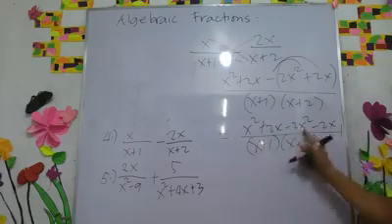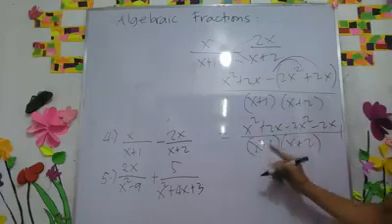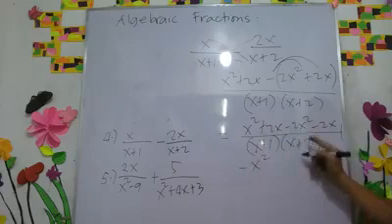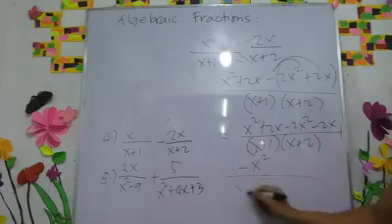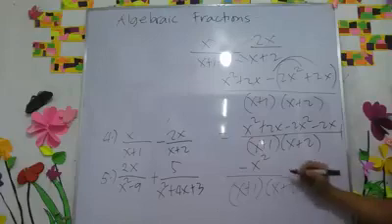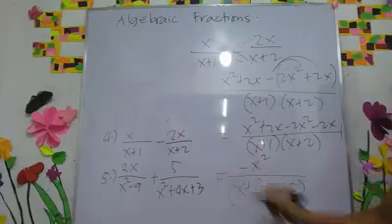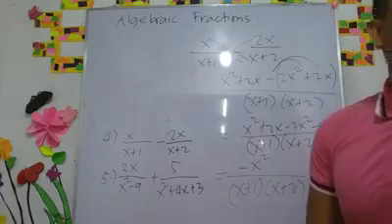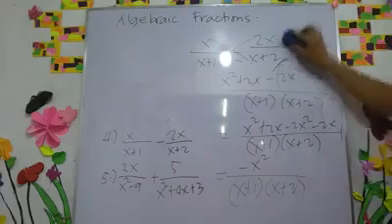Now we can just combine similar terms. So we have x squared minus 2x squared, that's negative x squared. And then 2x minus 2x, that's 0. And then here, x plus 1 and x plus 2. There you go. This is now your final answer: negative x squared over x plus 1 times x plus 2. Okay, last number.